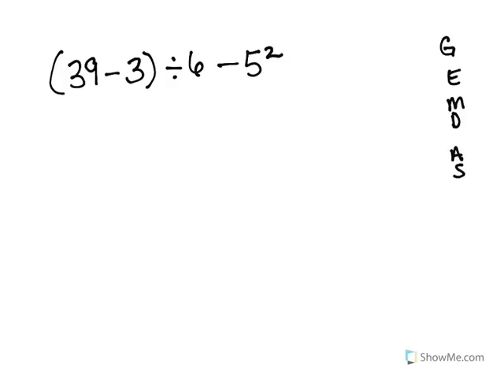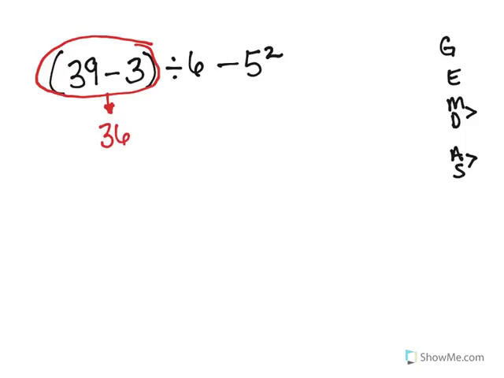I'm going to write GEMDAS, connect multiplication and division, addition or subtraction, whichever you see first. Alright, so according to GEMDAS, I need to do groups, and I have a group here. So I'm going to do the same thing as I did in my first video. I'm going to circle and focus. Right now, nothing else exists except what's in my group, which in this case is 39 minus 3. And 39 minus 3 is 36.